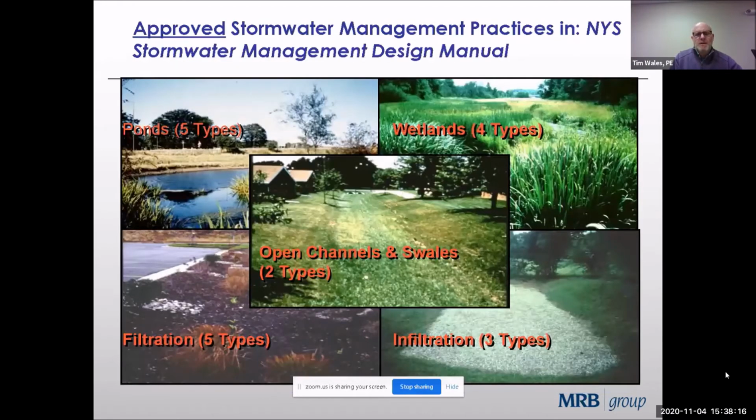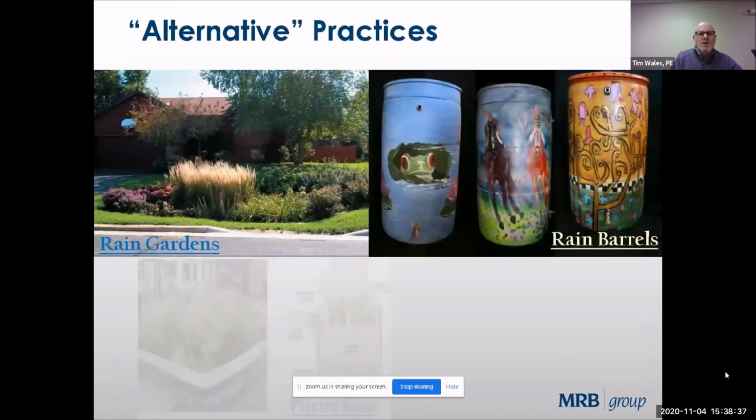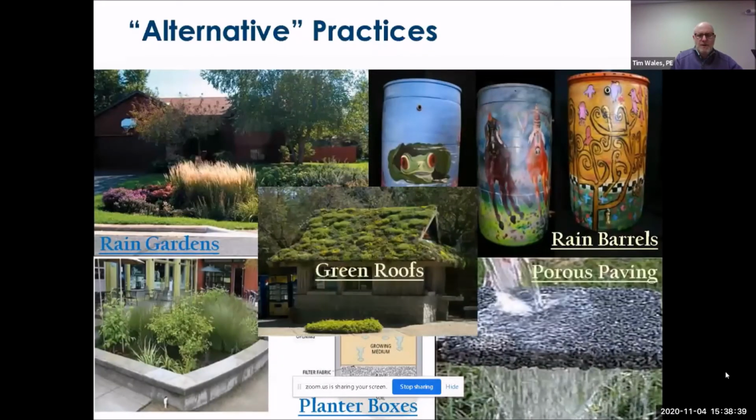The New York State Design Manual for Stormwater Management, as I mentioned before, has several types of green infrastructure practices for site mitigation, including ponds, filtration, open channels and swales, infiltration, and wetlands. And we're going to look at some of these now. There are also some alternative practices that are discussed in the Stormwater Design Manual, and these are encouraged. These can be rain gardens, which are my favorite, green roofs, planter boxes, porous asphalt, and rain barrels. Those are some of the unique and alternative things that make it a little interesting.